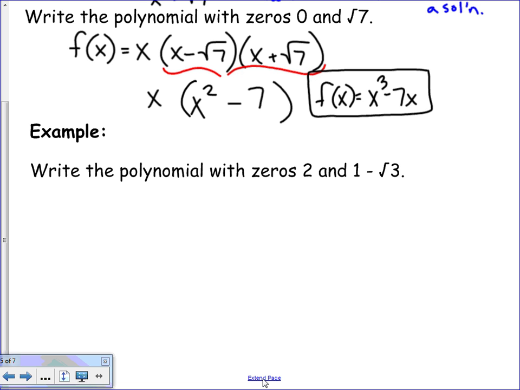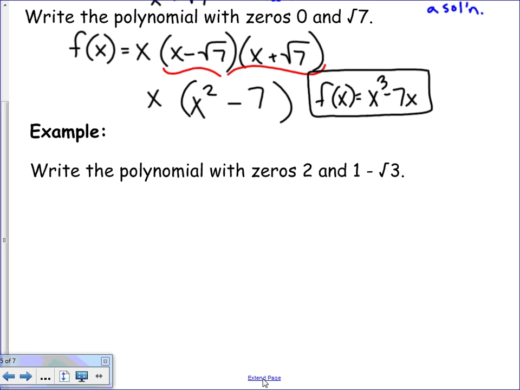Let's write the polynomial if the zeros are 2 and 1 minus the square root of 3. 2 is fine, right? You can have just 2 and not have to have negative 2. Do you agree? But when you have an irrational solution like 1 minus the square root of 3, it can't come by itself. What is also a solution here? Just positive square root of 3? Plus minus. 1 plus square root of 3.